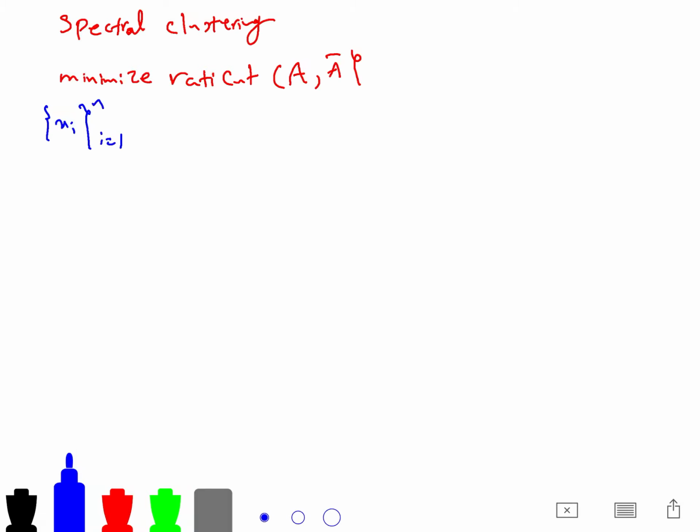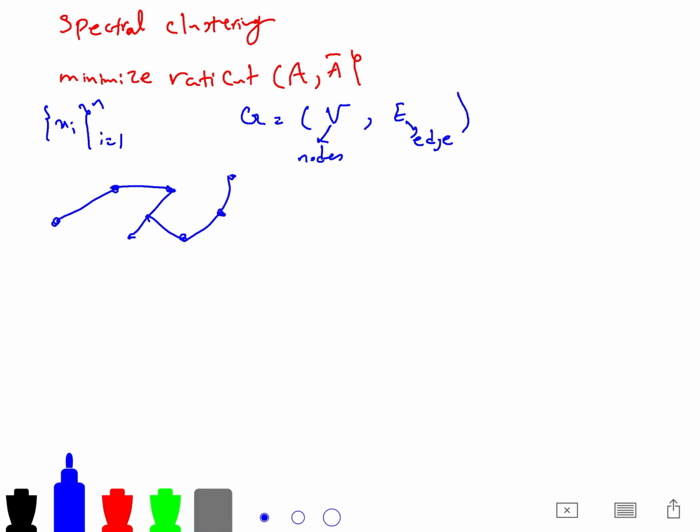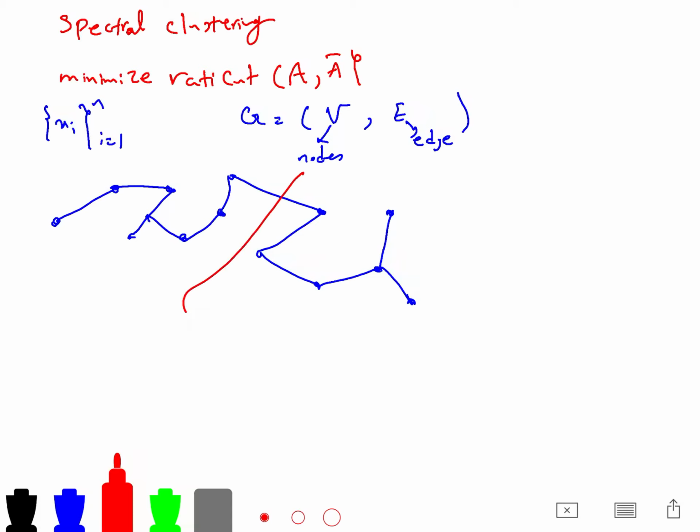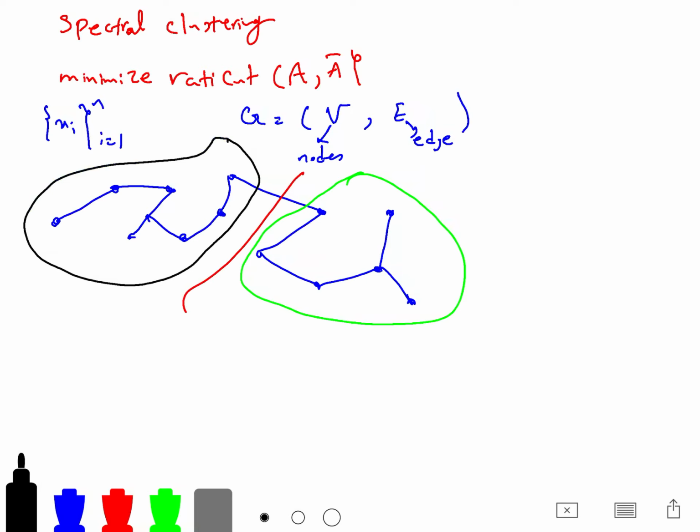So we construct a weighted undirected graph. Let's say this is your graph. We have vertices, let's say these are nodes, and some edges. And we cut the graph G into two parts. So you have a graph, something like this, and you want to cut this graph into two pieces, A and A bar. So the idea is that nodes on one subgraph, for example this one, are similar. Of course, nodes on this subgraph are also similar.